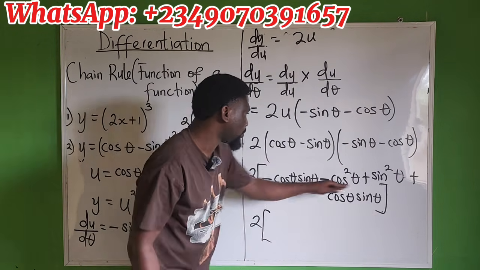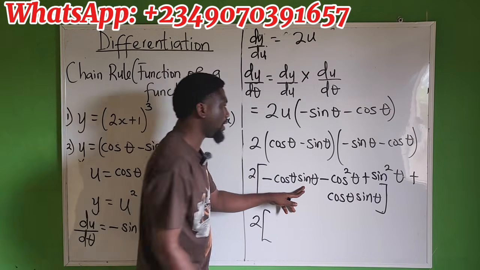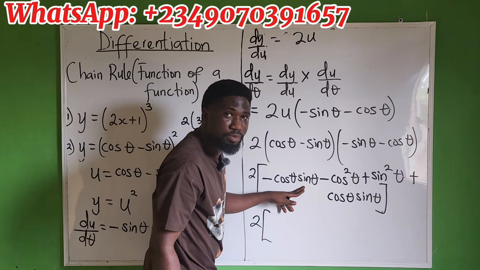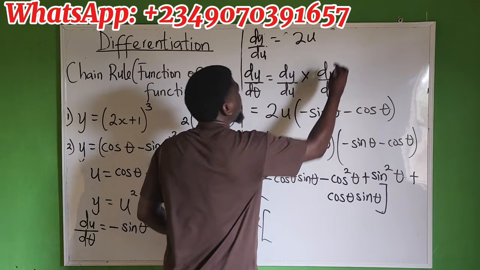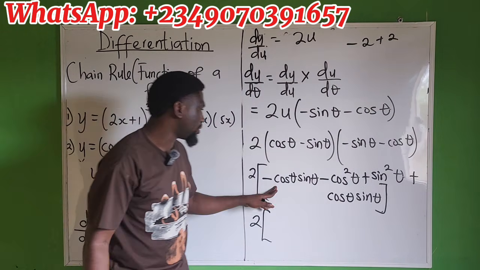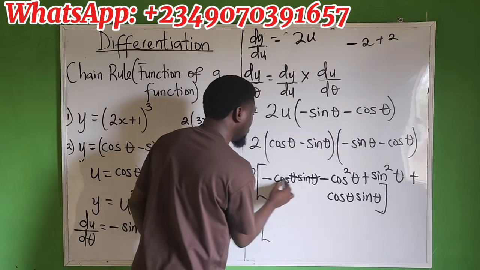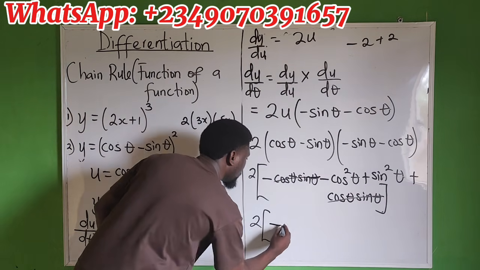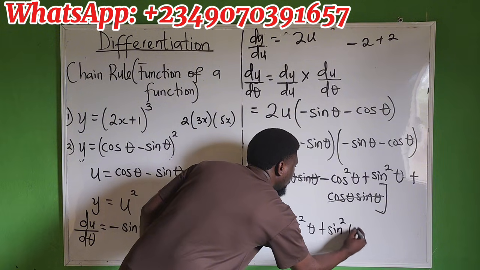Looking at this now, I told you earlier, we have minus cos theta sin theta here. Then we have plus cos theta sin theta. So what's going to happen? It's going to turn to 0. They will get cancelled. So like we have minus 2 plus 2. Minus 2 plus 2 is what? It is 0. So minus cos theta sin theta plus cos theta sin theta will give us 0. So this now is cancelled. And we are left with minus cos squared theta plus sin squared theta.